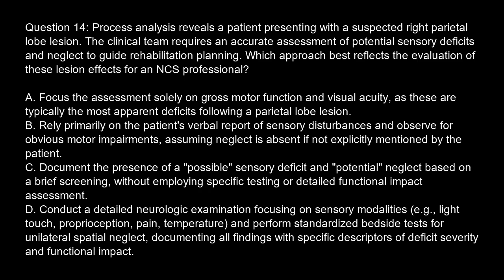Option C. Document the presence of a possible sensory deficit and potential neglect based on a brief screening, without employing specific testing or detailed functional impact assessment. Option D. Conduct a detailed neurologic examination focusing on sensory modalities, e.g., light touch, proprioception, pain, temperature, and perform standardized bedside tests for unilateral spatial neglect, documenting all findings with specific descriptors of deficit severity and functional impact.